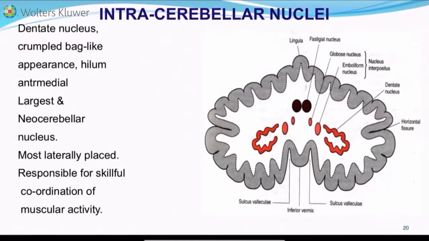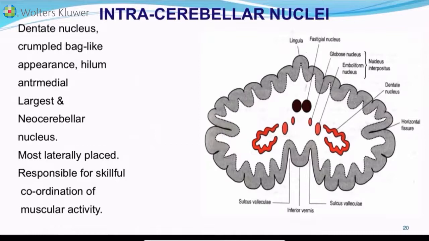Now we studied that within the cerebellar cortex you have some nuclei. These are known as deep cerebellar nuclei or intracerebellar nuclei. Dentate nucleus, emboliform nucleus, globose nucleus and fastigial nucleus are the names of these nuclei, which we'll be studying now one by one. Of the intracerebellar nuclei, you have first the biggest one, the dentate nucleus. It has a crumpled bag-like appearance.